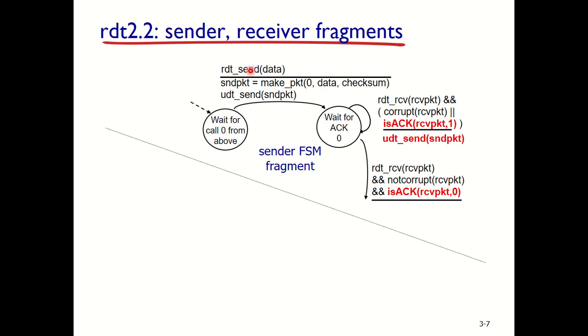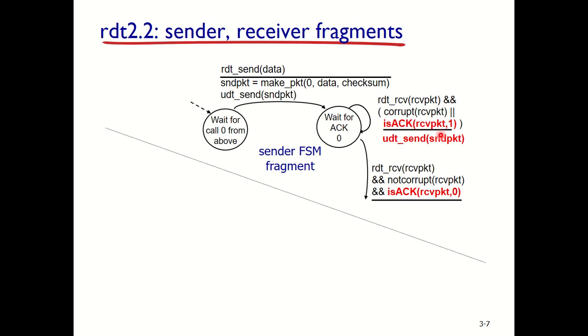When it receives the data from the application layer, first of all it makes the packet and also computes the checksum, because the underlying channel can have bit errors. It attaches the sequence number in order to detect duplicate packets. Then it sends the packet, one copy of the packet is stored, and now the sender is waiting for acknowledgement 0.